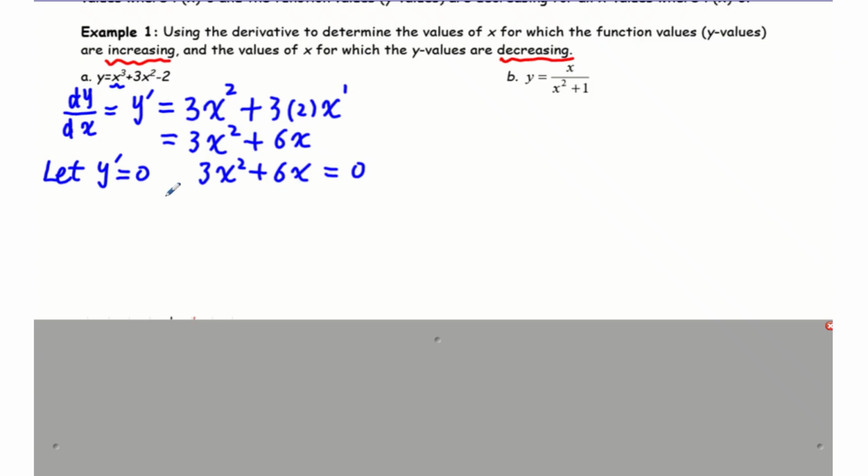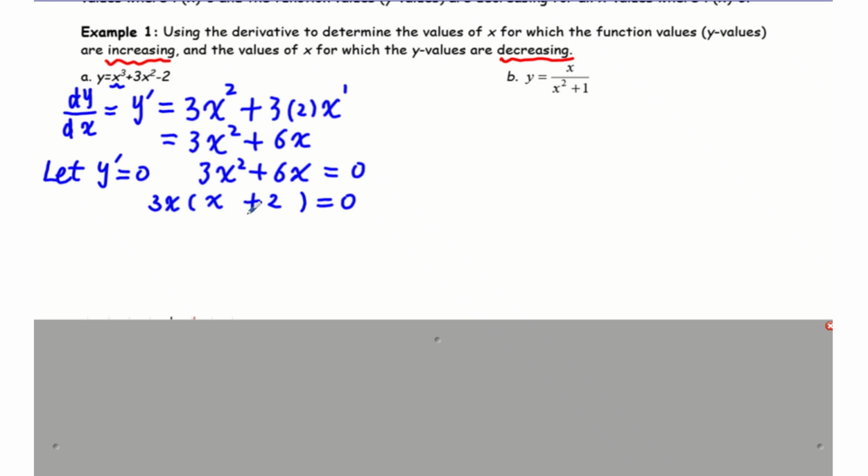So for 3 and 6, we have common factor 3. For x squared and x, the common factor is the lowest degree. Of 2 and 1, the lowest degree is 1, so we have x to the exponent 1 as a common factor for variables. So 3x squared divided by 3x, we have x. 6x divided by 3x, we have 2. Then we have it factored.